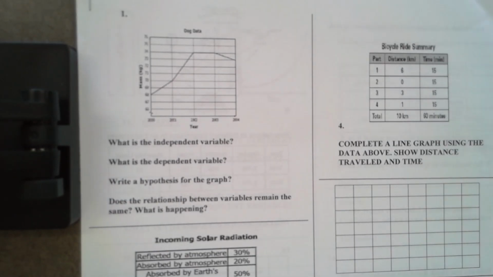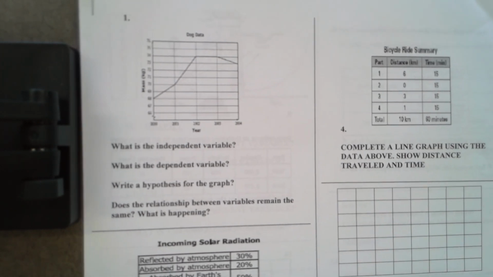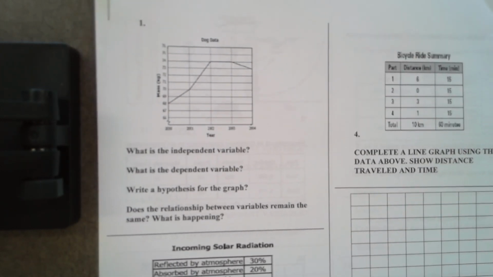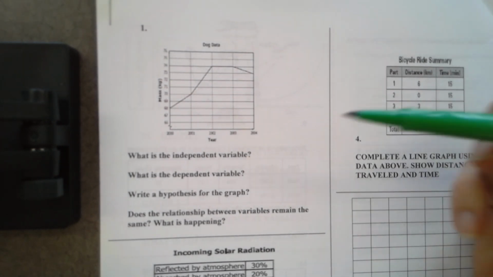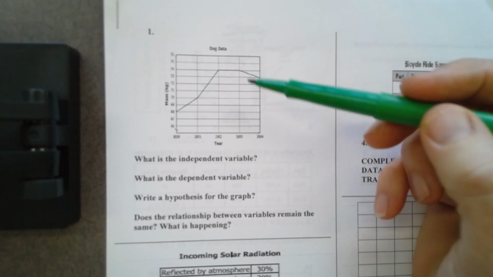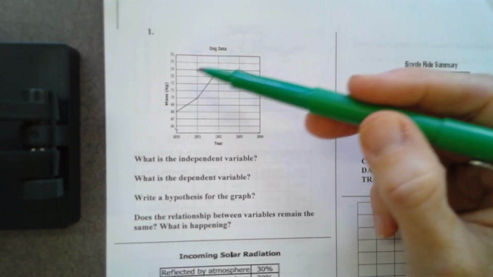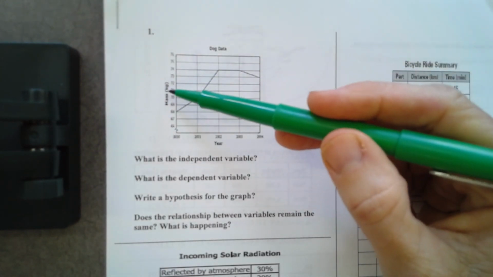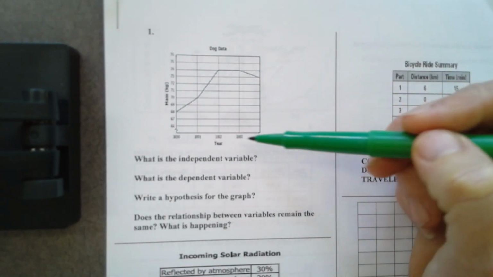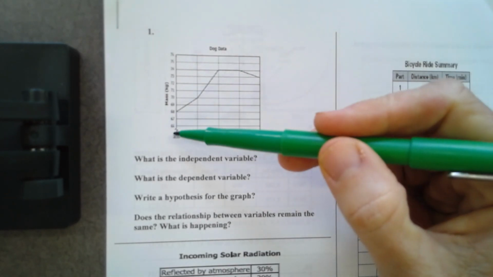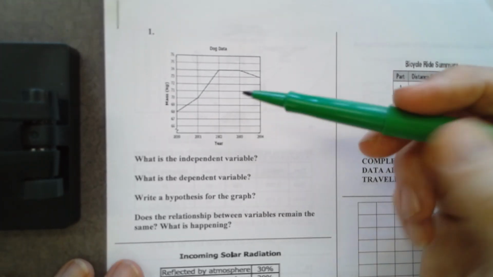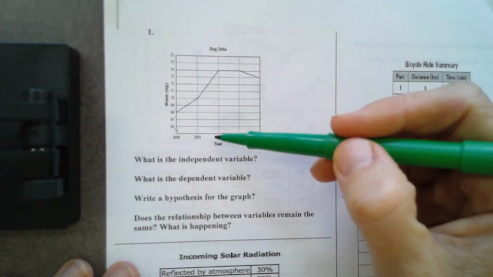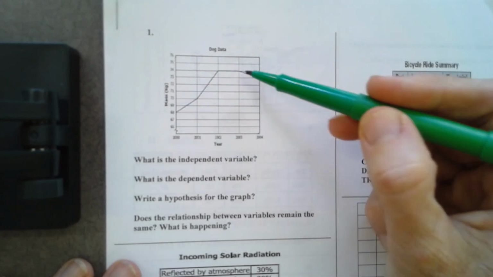So today we're going to look at the SIP study guide that you may or may not have picked up. We're going to go through half of this. For number one, we have a graph that says dog data, and then the mass in kilograms, and then the years ranging from year 2000 to 2004. Generally, if you are doing a graph that's over time, it will be a line graph.